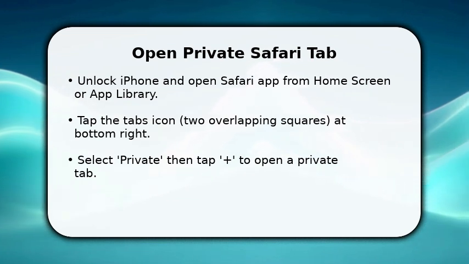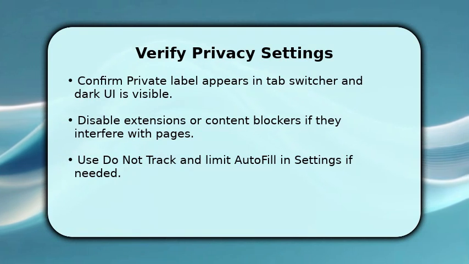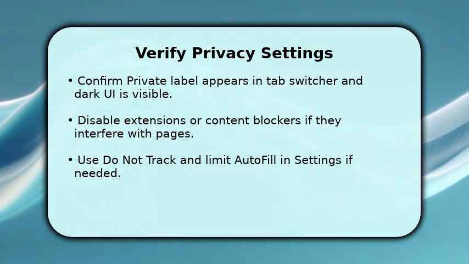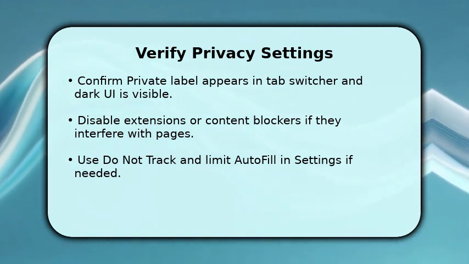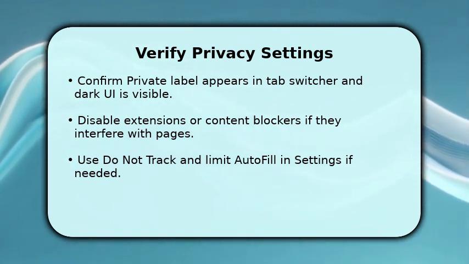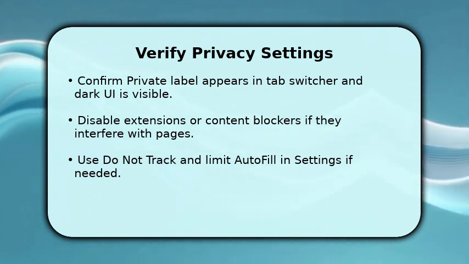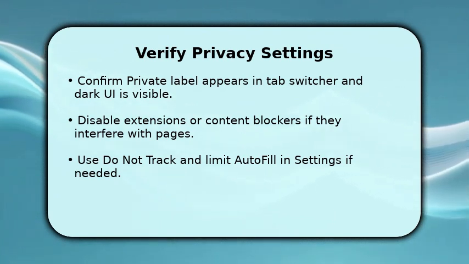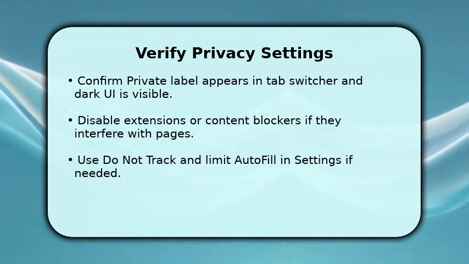Once you're in private mode, make sure Safari shows the private label and the darker interface. That visual cue confirms isolation. If a site misbehaves, temporarily disable extensions or content blockers from the Share or Extensions menu. Some blockers can break site loading. Also, make sure autofill and saved passwords aren't filling forms by checking Settings, Safari, if you want extra safety. These checks help you understand how private it actually is.